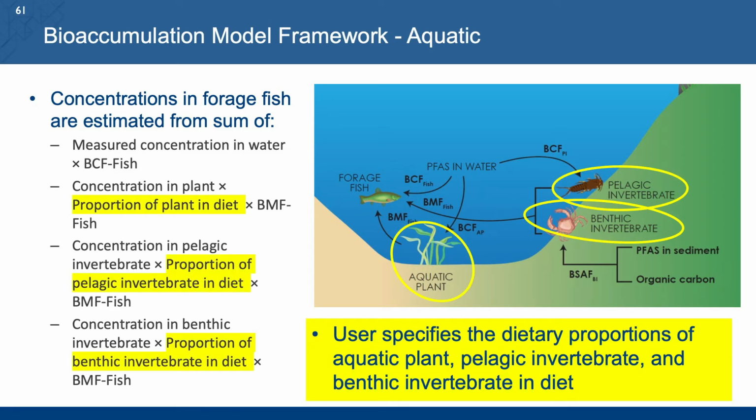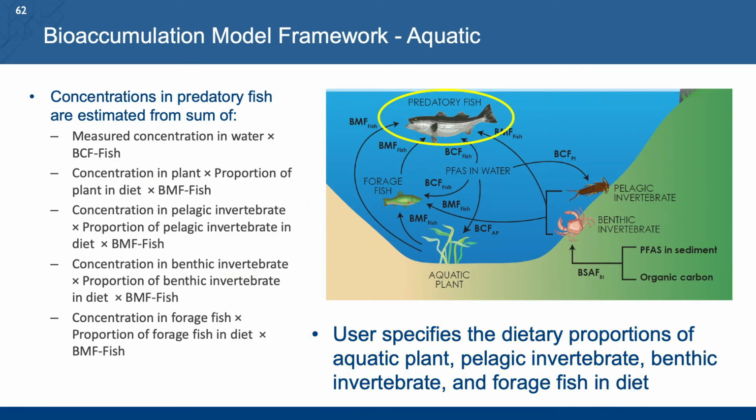So in the user tool, these components are all up to the user to specify. We have some recommended default values in there, but this is really where the ecological risk assessor you're working with, or you are, needs to look at your fish species and say, this is what we think is most likely, for the most representative fish species at our site, what their diet tends to look like. And then for predatory fish, it works through the same first few components: your BCF for the water uptake, plant uptake, and pelagic and benthic invertebrate uptake. But then we've also worked in a component for that forage fish uptake because, of course, big fish eat little fish, right?